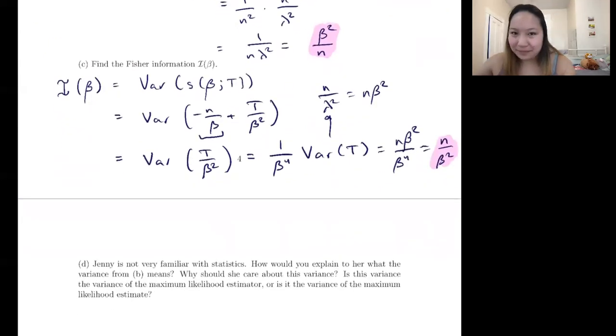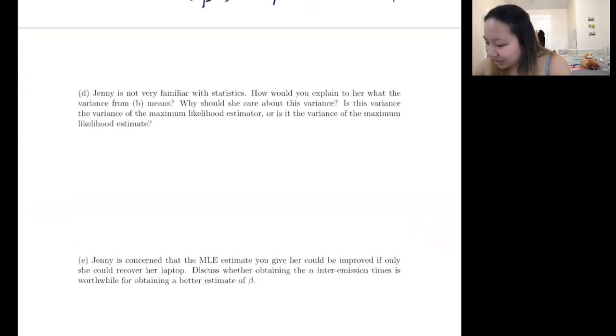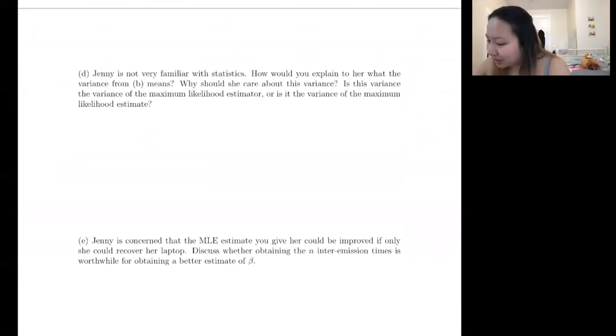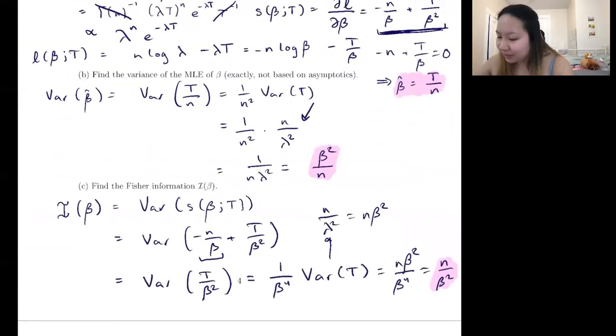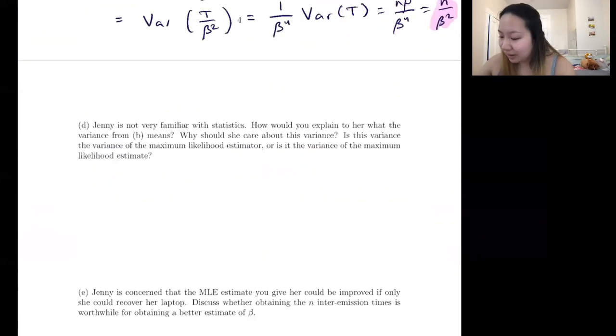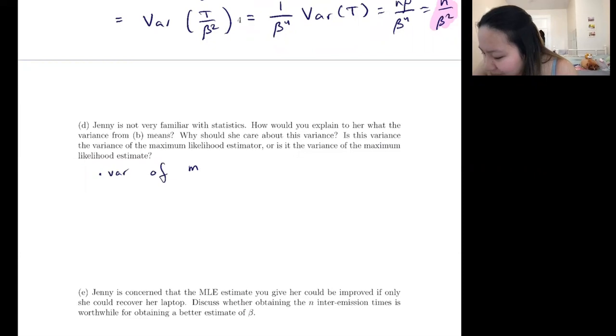Okay, so next is D. Jenny is not very familiar with statistics. How would you explain to her what the variance from B means? The variance from B is the variance of the estimator, so what does a variance of an estimator mean? Next is, why should she care about this variance? Is this the variance of the maximum likelihood estimator, or the variance of the maximum likelihood estimate? I'm going to answer that last one first. This is the variance of the maximum likelihood estimator.